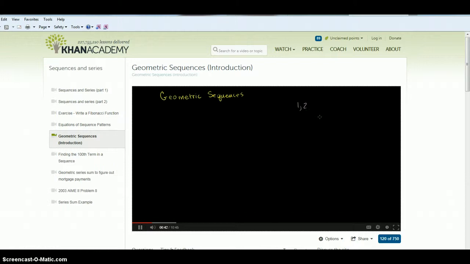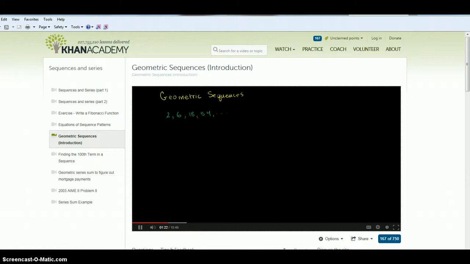Now, a geometric sequence is a special progression or a special sequence of numbers where each successive number is a fixed multiple of the number before it. So let me explain what I'm saying. So let's say my first number is 2, and then I multiply 2 by the number 3. So I multiply it by 3, I get 6. And then I multiply 6 times 3, and I get 18. And then I multiply 18 times 3, and I get 54. And I just keep going that way, multiplying by the number 3.